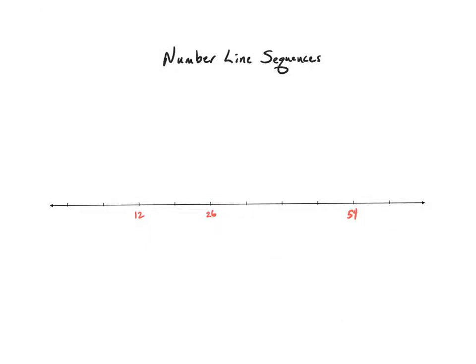In this video, I'm going to show you how to use number lines to determine a sequence and then use the rule for that sequence to complete the number line. In this first example, I only have 3 numbers shown on the number line, but that's actually more than enough to determine a rule. And to do that, I'm going to look at these 2 numbers, the 12 and the 26, that are closest together.